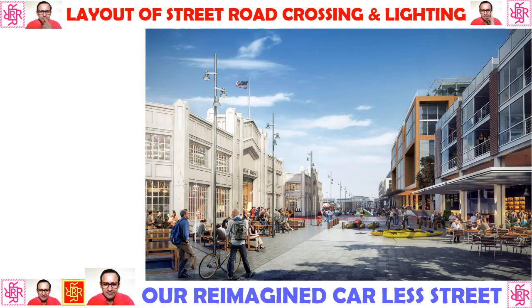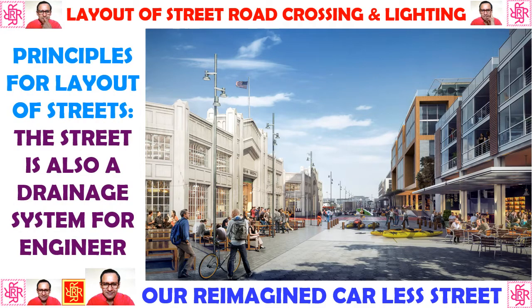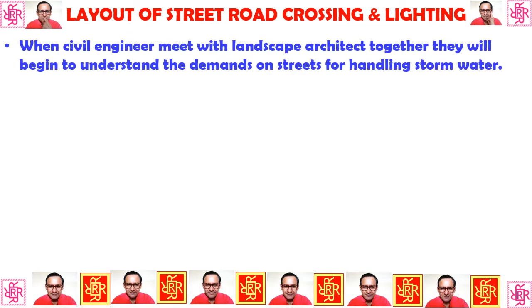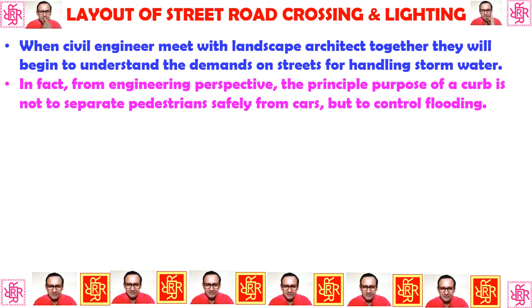Look at this street. This is our imagined carless street, but there's no car, only pedestrians and cyclists are using it. The principle for the layout of a street is that the street is also a drainage system for the engineer. When a civil engineer meets with the landscape architect, together they will begin to understand the demands on the streets for handling the stormwater. In fact, from an engineering perspective, the principal purpose of a curb is not to separate pedestrians safely from the cars, but to control the flooding.